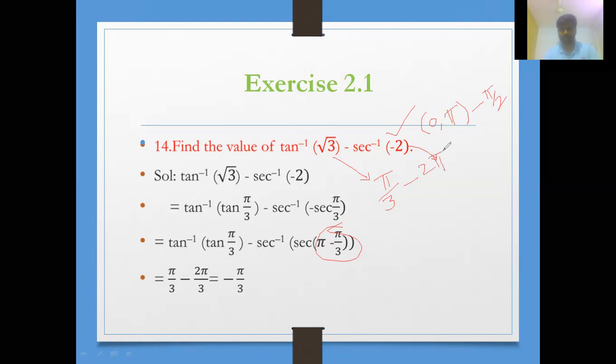Okay, so now, what is the answer for this finally? Pi by 3 minus 2 pi by 3 means, that is minus pi by 3. So how can I write the steps? Like this. Okay, here tan pi by 3 I can write in brackets. Here minus secant 2 pi by 3.